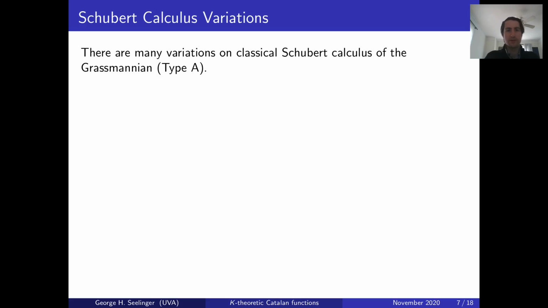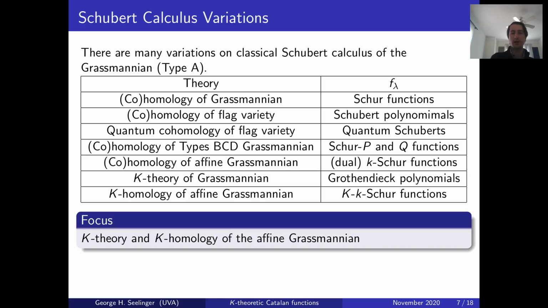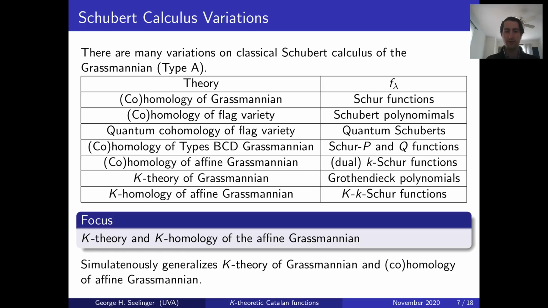So there are many variations of Schubert calculus. The one I just presented is very classical, for a standard type A Grassmannian, but here are a bunch of other examples of cohomology theories that have Schubert calculus associated with them in some sort of polynomial representative. I'm not going to talk about all of them, but I want to focus on the last one here. I want to focus on the K-theory and the K-homology of the affine Grassmannian. This theory simultaneously generalizes the K-theory of the Grassmannian and also the cohomology theory of the affine Grassmannian.